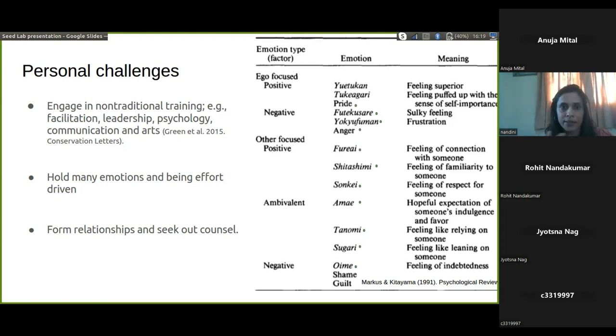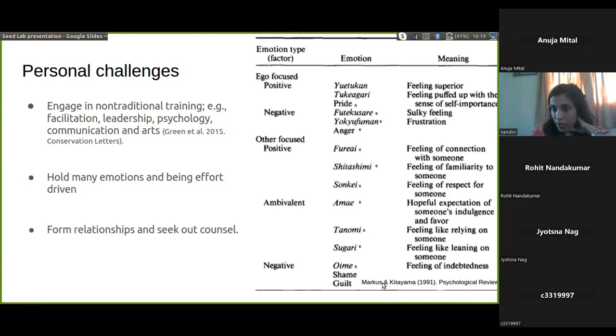Also, given the multiple poly crises that we are seeing, there is a need for all of us to also take a personal step to bring it all together in terms of understanding what the personal implications of these are to ourselves. So how do you hold many emotions together while being effort driven?